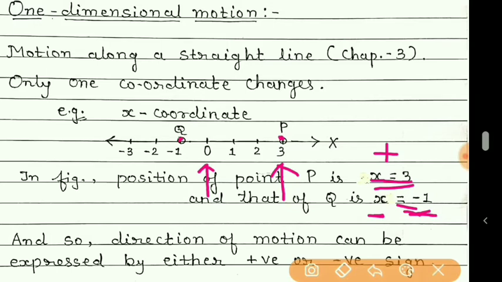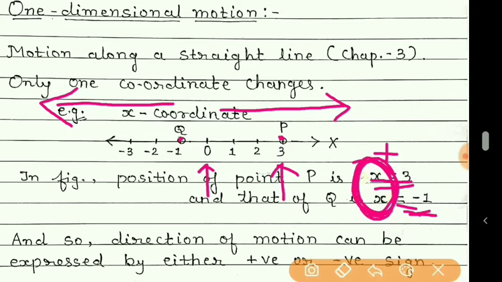Also, if the object is moving towards the right hand side, then we can say that its displacement as well as the velocity is positive. And if the object is moving towards the negative x direction, then we can say that the displacement or the velocity is negative. You can see here only the x coordinate is there because it is motion in one dimension. So only one coordinate is required, and by positive or negative sign we can get the direction.